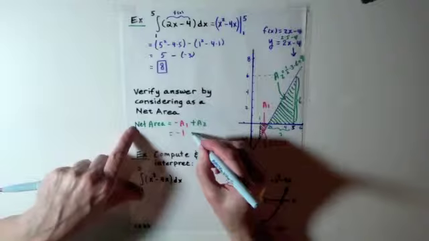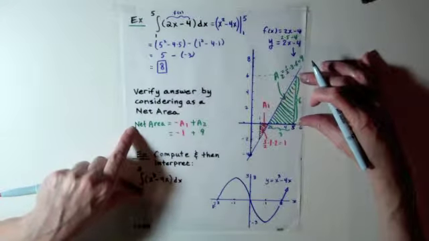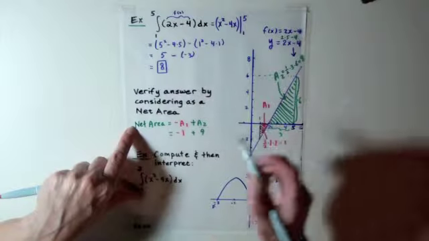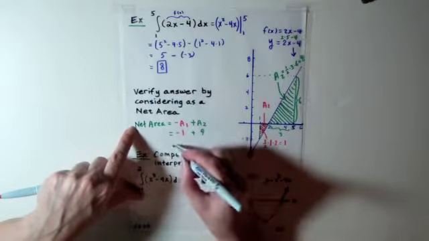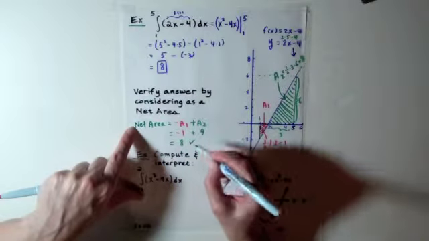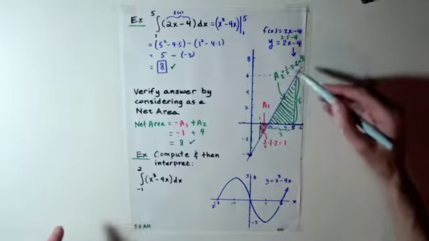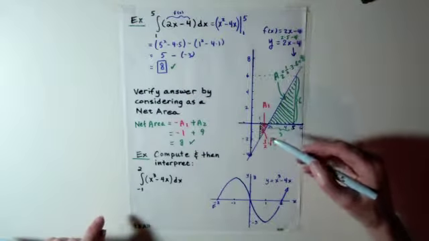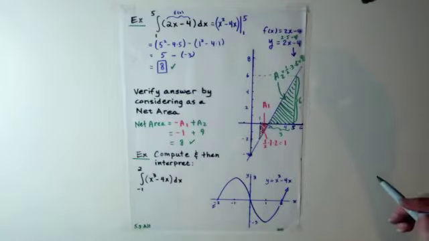So I'm going to say plus 9 because this region lies above the x-axis. So minus the area below plus the area that's above, and you notice -1 plus 9 does give me 8. And so I verified my answer up here by considering my region as a net area and using old-time formulas from geometry to find each of those areas. So that's kind of nice.